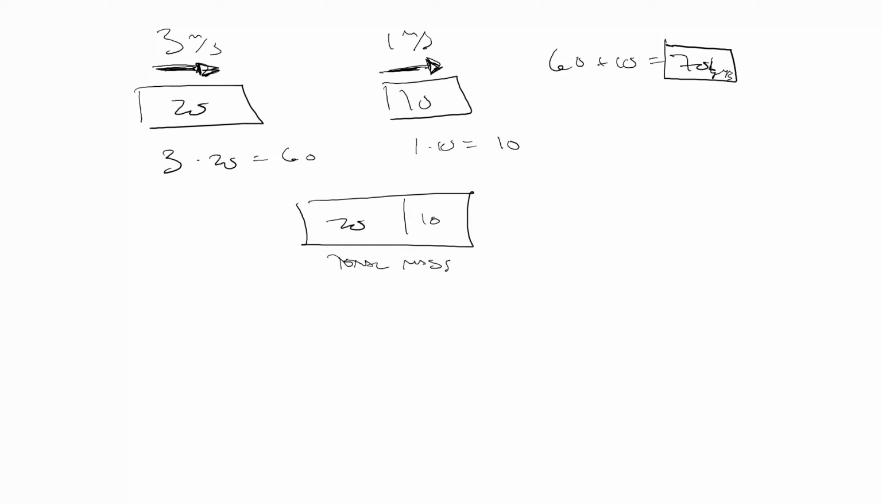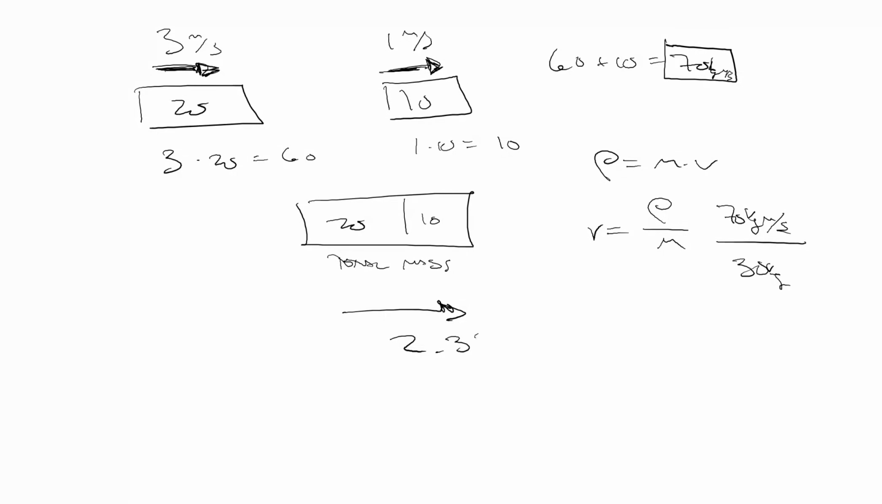Now, afterwards, I have to find the velocity. Since momentum equals mass times velocity, velocity is going to equal momentum divided by mass. Since we already solved for the momentum of 70 kilogram meters per second, momentum before equals the momentum after. So I divide by 30 kilograms. Look at that. Kilograms cancel out in terms of my units. So 70 divided by 30 is going to be an answer of 2.33 meters per second. It's going to be my final velocity.